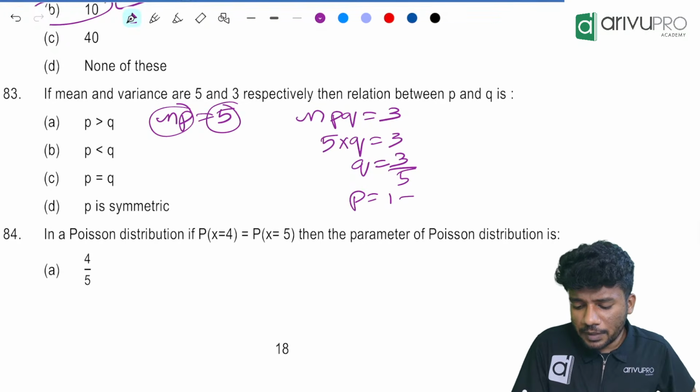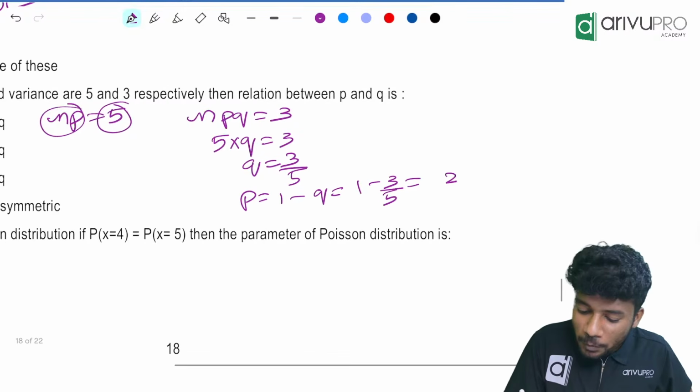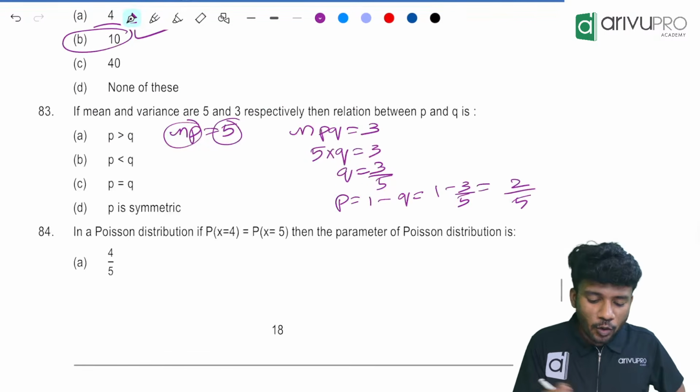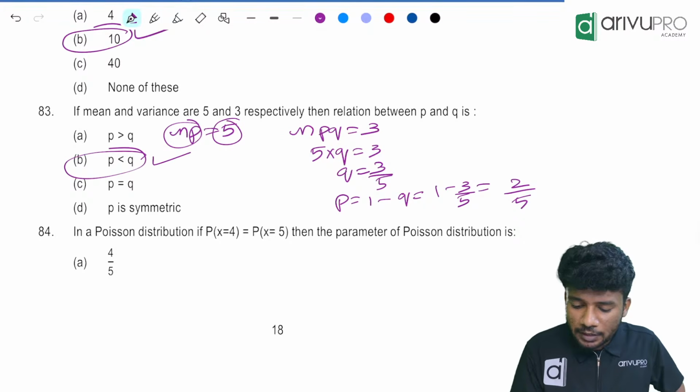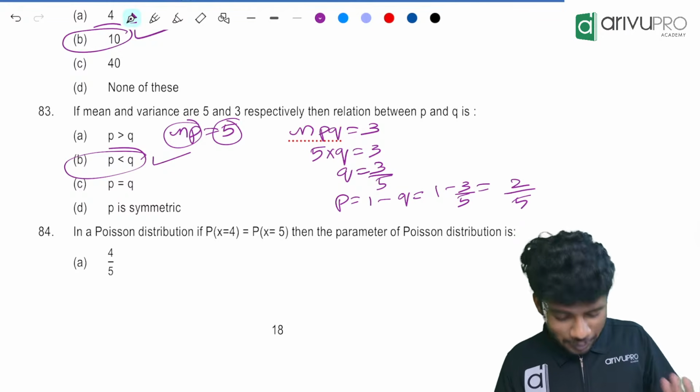P is nothing but 1 minus Q, which is 1 minus 3 by 5. How much is that, people? 2 by 5. So what is greater than what? Q is greater than P. Why? 3 by 5 is greater than 2 by 5. So option B is the answer. I hope that you got it.